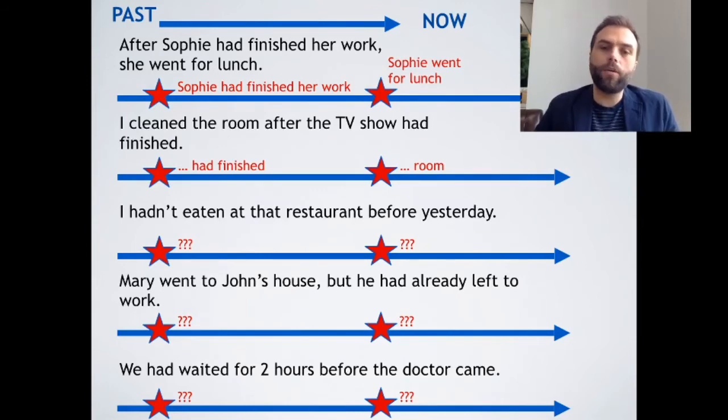Okay, and the final example at the bottom, we had waited for 2 hours before the doctor came. Okay, so what is the first red star on the timeline? We had waited for 2 hours. And the second red star, the doctor came. Okay, so these timeline examples give some students some practice with analyzing sentences and deciding what was the first action and the second action on the timeline.